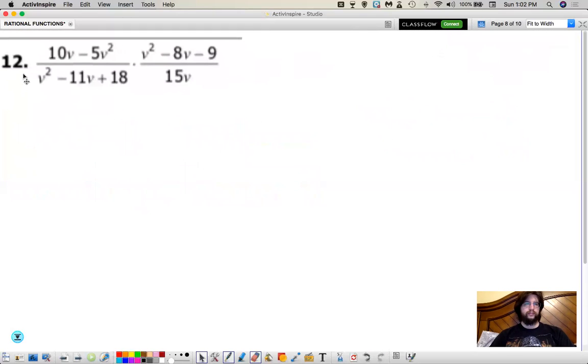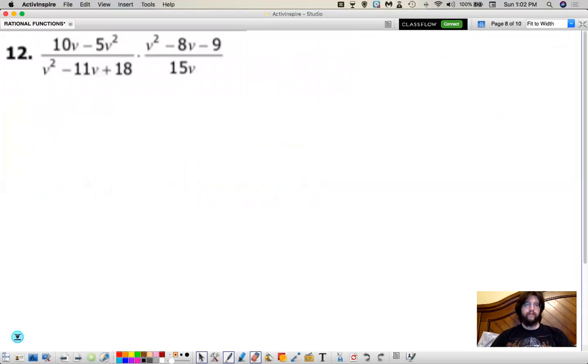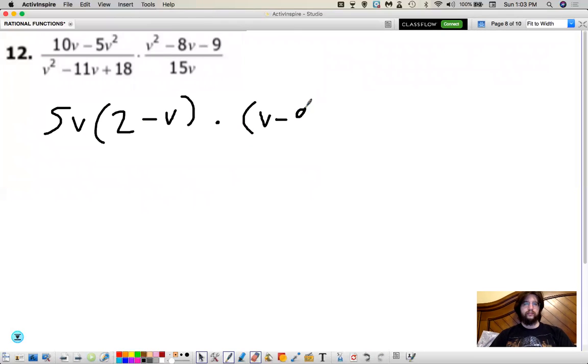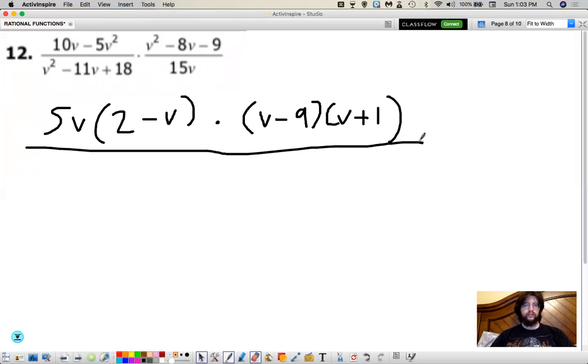That's the number 12, same kind of way. Factor everything. So should we color code it or whatever. 5v is my GCF. That's 2 minus v. This factors as v minus 9, v plus 1. You can use the AC method if you want. This factors as, let's see, 18. That would be 6 and 3, 2 and 9. There we go.